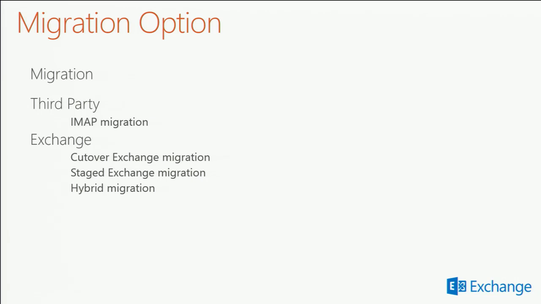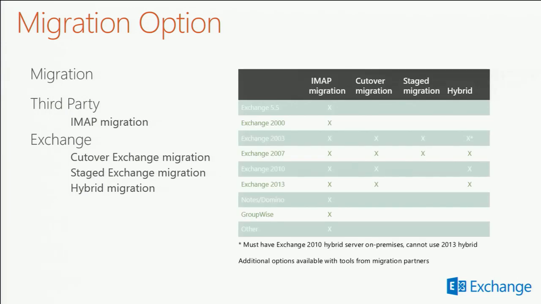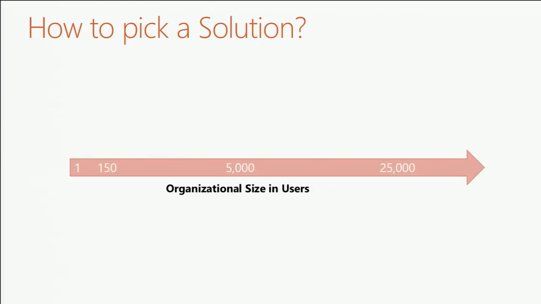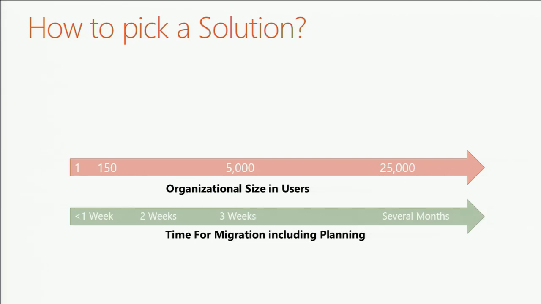Now, you may ask, when do I use what? Well, let me take a couple of factors and try to rationalize this space. Okay? So the first factor I'll look at is the size of an organization. Sizes of organizations vary from a few hundred users to a few thousand users at one end of the spectrum to another. As the size of the organization increases, the time for migration, both migrating the data and the planning phase, also increases.